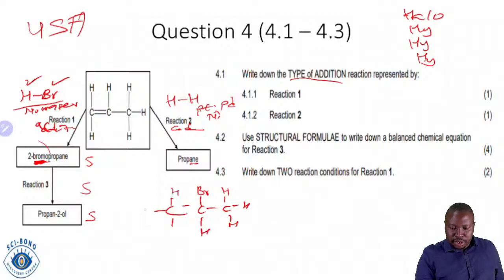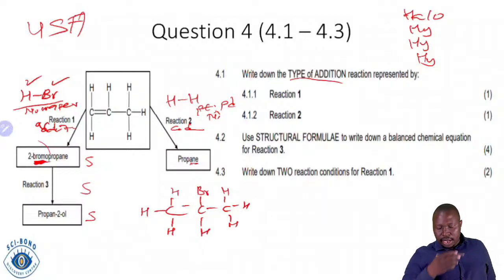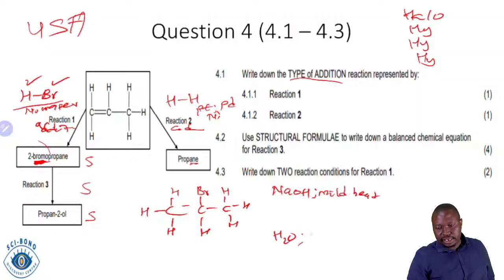You must be able to look for this question paper over the weekend. Do it again on your own. So you have 2-bromo propane. Definitely, we said we can use dilute sodium hydroxide. I told you that you can use dilute sodium hydroxide, or you can use water and mild heat. Sometimes we just say heat. It's fine. Heat is heat. Now mild heat.